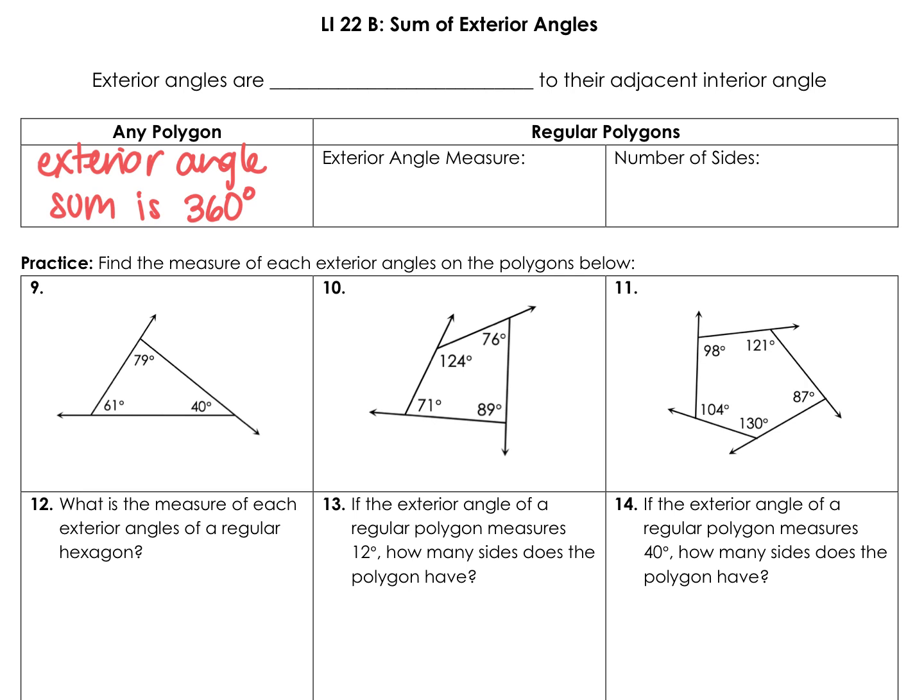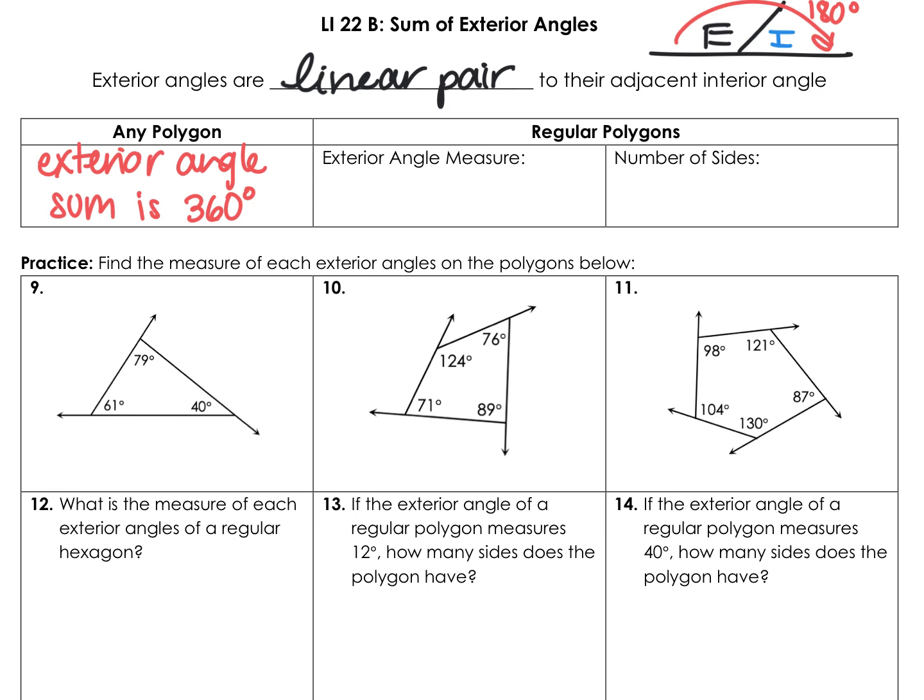Okay, exterior angles are, I don't really love the phrasing of this grammatically, but it's fine. They form a linear pair with their adjacent interior angle, meaning that the exterior angle and the interior angle should sum to how many degrees? 180. All right.